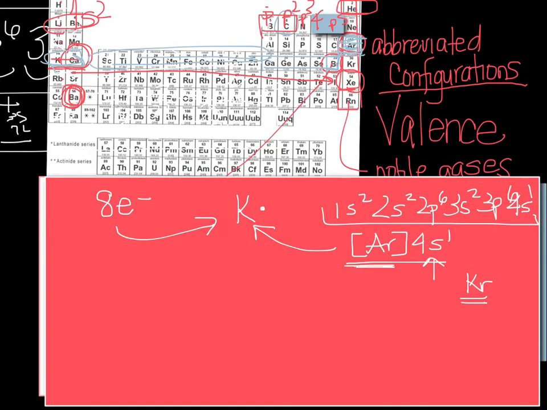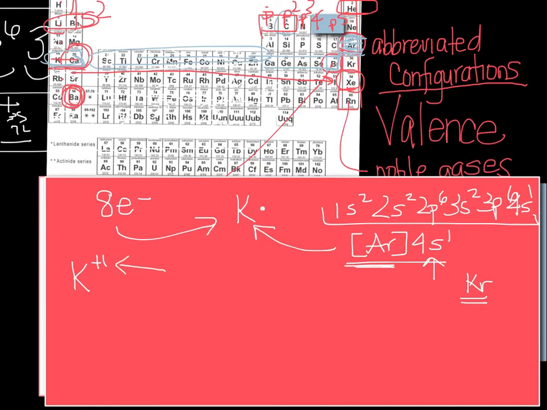In other words, it wants to look like one of the noble gases. What's going to be easier to do? It's going to be easier just to lose 1 than gain 7. So potassium, when it forms an ion, is always going to form a +1. You may say, wait, you just said it would lose 1. Why is it a +1? Because remember, electrons are negative.